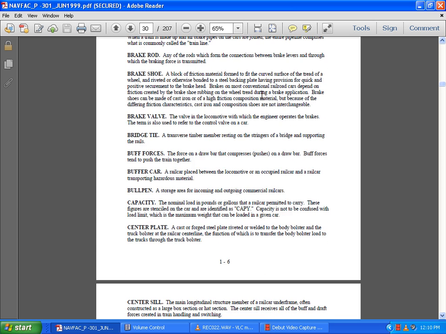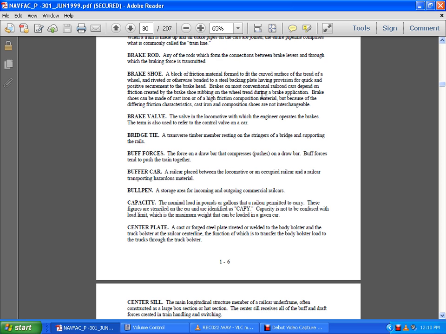is a term that refers to the total control of the valve and car. The bridge tie, a transverse tie resting on the stringers of the bridge supporting the rail. The buffer force, the force on the drawbar that compresses the pushers of a drawbar, the buff force that tends to push the train together.